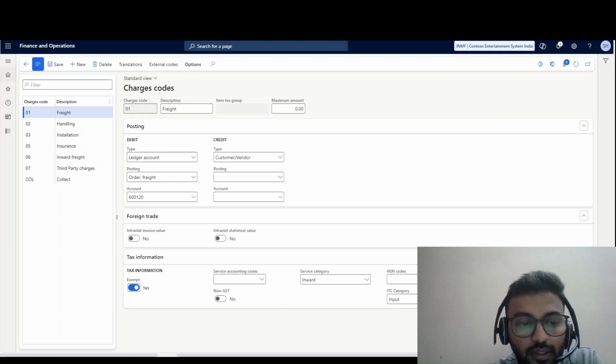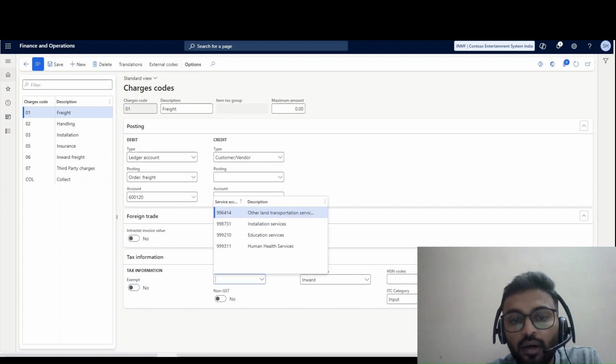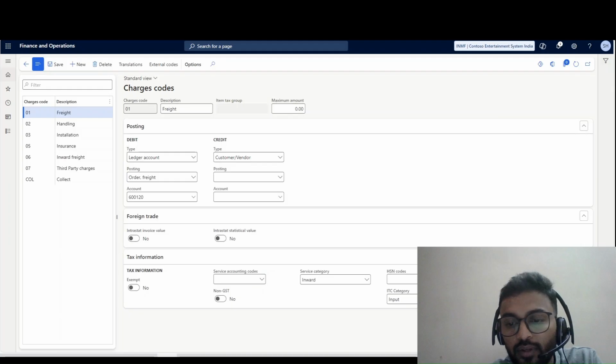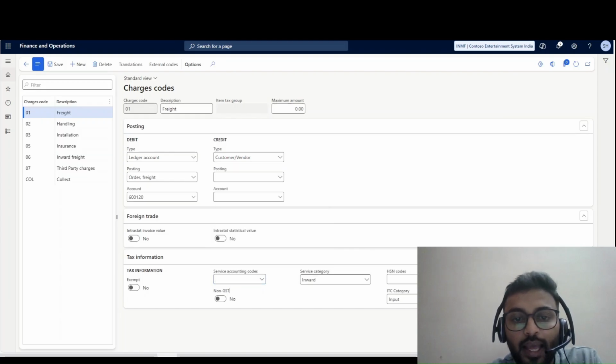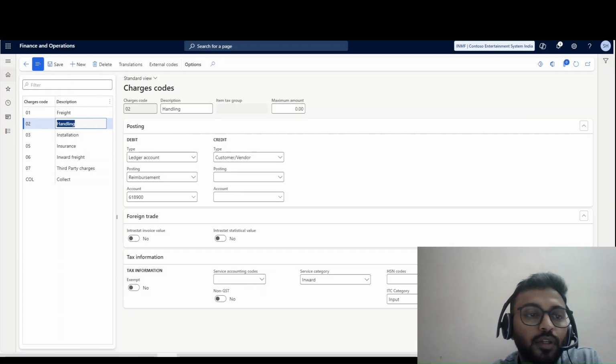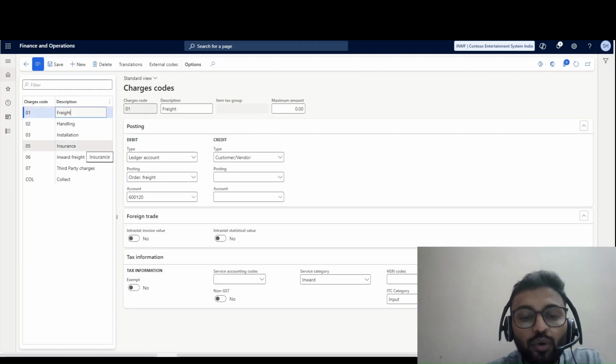If I click on yes, then there is no tax on this charge code. Even though I can select the service charges or HSN code, whatever is applicable. So I can select service charges here, and as per that I can do the setup of the tax information. But right now I'm not going deep into the taxes, we can cover that later. So here my purpose is understanding debit and credit types, posting types.